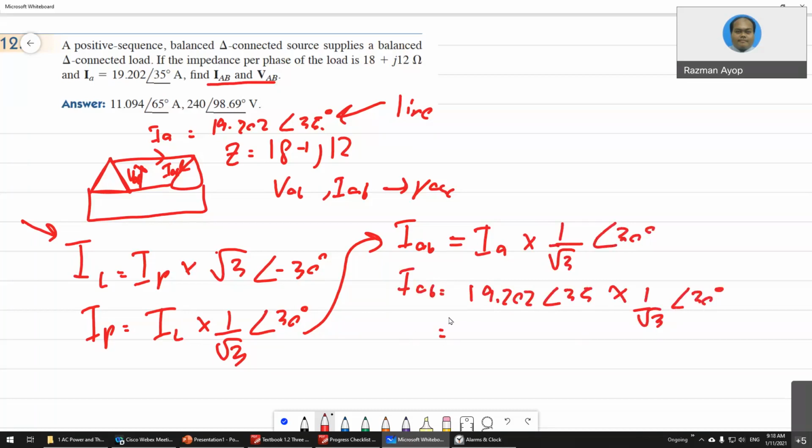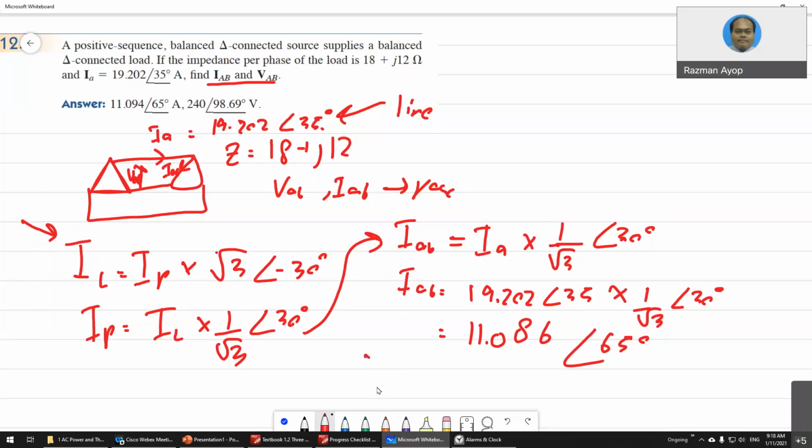Use your calculator: 19.202 divided by square root 3. Make sure you are careful. You get 11.0867. The angle is just 35 plus 30, which is 65 degrees. So you get the answer. If the error is small, no need to worry, just a small error.